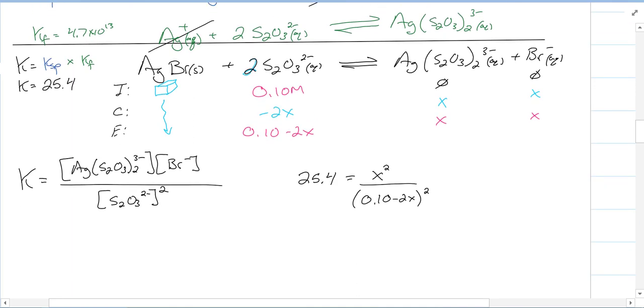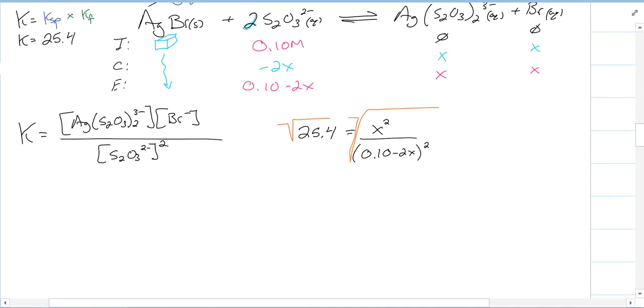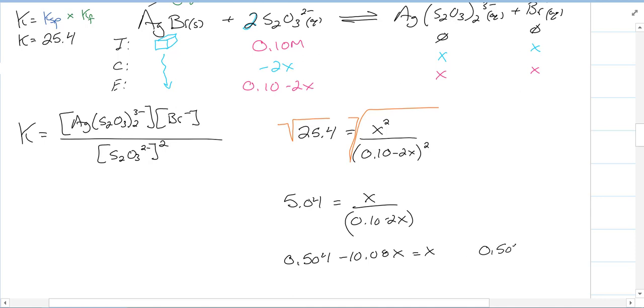What do we do? Well, I would recommend square root both sides, which we can do. Square root of 25.4, I got 5.04 equals x all over 0.10 minus 2x. Rearranging, I get 0.504 minus 10.08x equals x, or 0.504 equals 11.08x. So x equals 0.045.